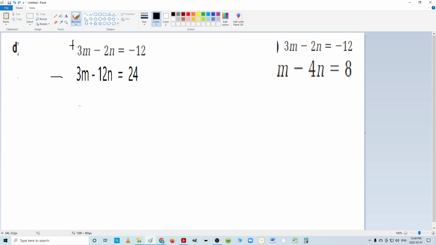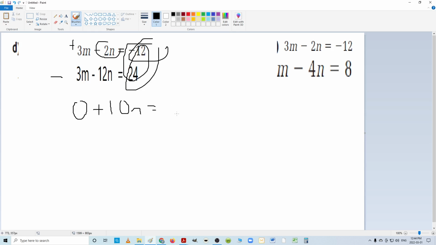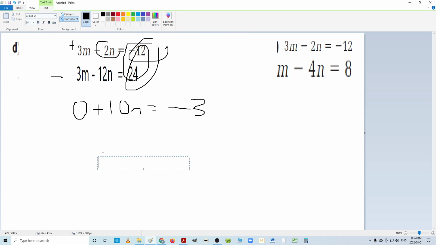So 3m minus 3m, 0. Minus 2n minus minus 12n becomes a plus 12n. Minus 2n plus 12n becomes plus 10n. Minus 12 minus 24, they're both minus, so just add their numbers together, 36, and put a minus in front. So I get 10n is equal to minus 36. Divide both sides by 10, and I get minus 3.6. That means I figured out n.